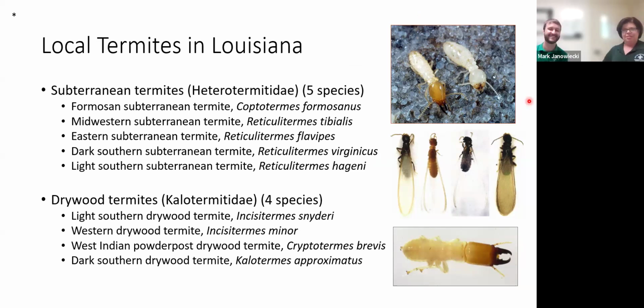Yes, so we are going very local here. So here in Louisiana, we have 5 species of subterranean termites, including the very invasive Formosan subterranean termite. And really the subterranean termites are going to be the bulk of what we talk about during this homeowner series, primarily because of the economic damage that Formosan subterranean termites can produce. But we also deal with drywood termites as well in Louisiana. We have 4 species of drywood termites that are found here.